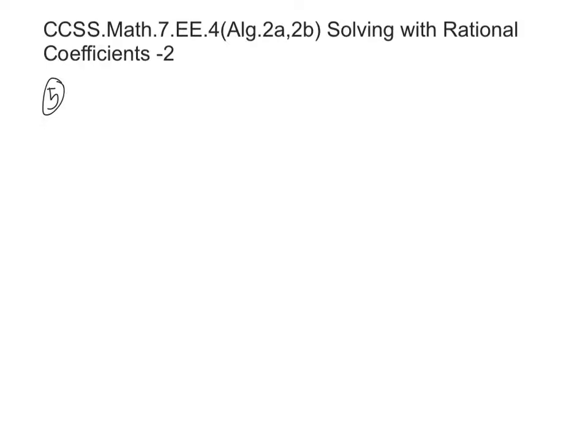Common Core State Standards Math, 7th grade, Expressions and Equations for Algebra 2A, 2B, Solving with Rational Coefficients. And these are more examples of it, because it's kind of tough. You have to take care of a lot of stuff, like fractions, decimals, negatives, and you have to balance. So let's go through it here.